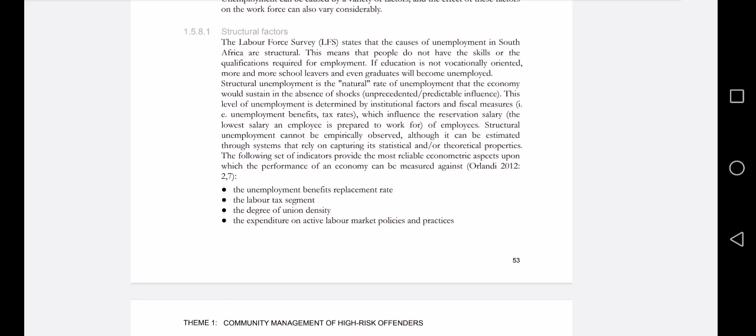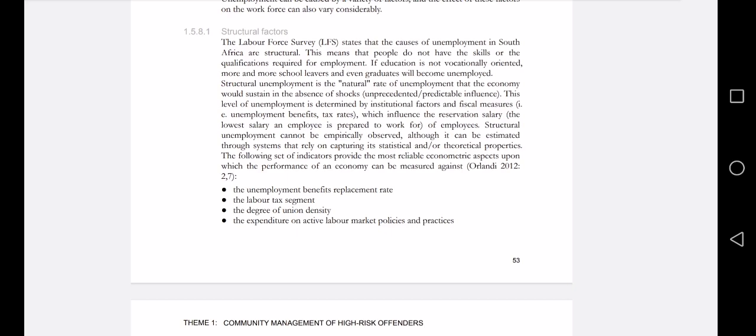that the economy would sustain in the absence of shocks and unpredictable influences. This level of unemployment is determined by institutional factors and fiscal measures, i.e., unemployment benefits and tax rates, which influence the reservation salary, the lowest salary an employee is prepared to work for.